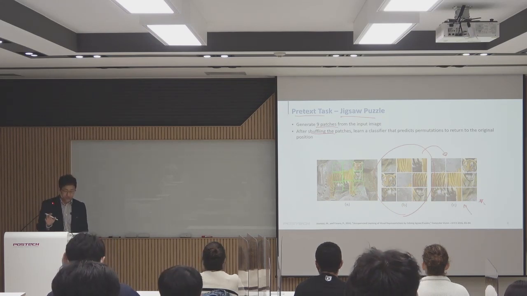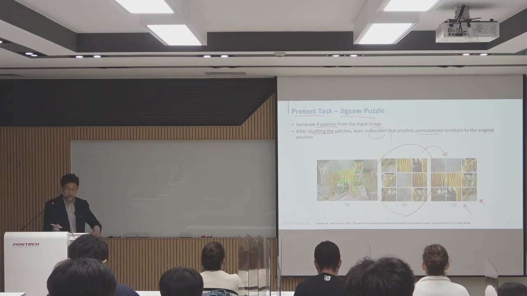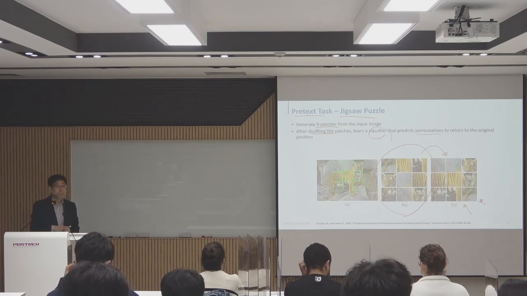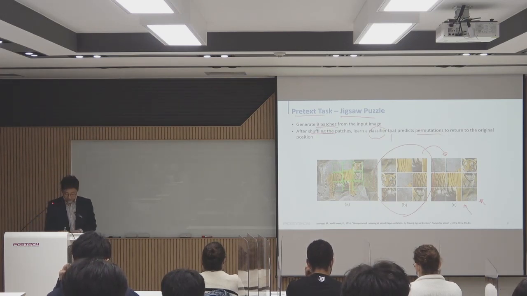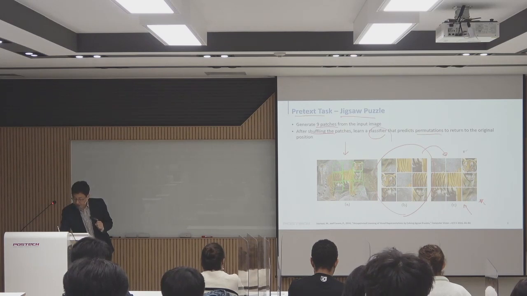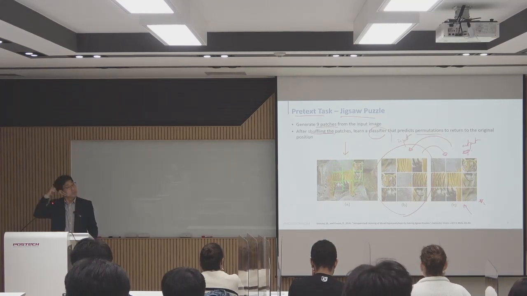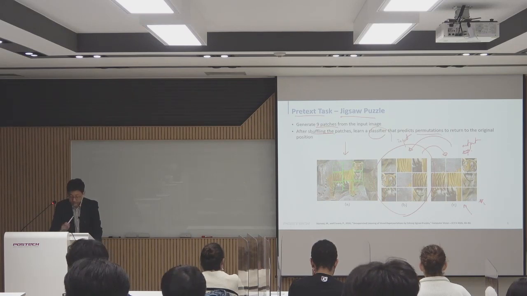Okay, I guess you understand the mission and task we're trying to tackle. So again, we have to build a classifier that predicts the permutations to return to the original positions. How do you do that? The only thing that we need is images. And we know the output, and we shuffle it to mix it, and this is going to be the input. Like this.